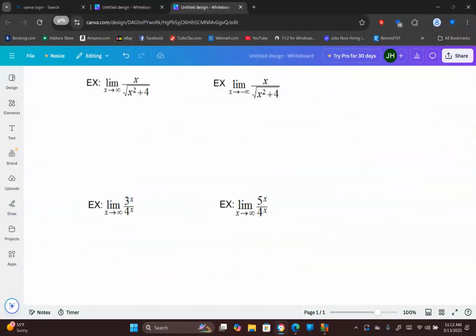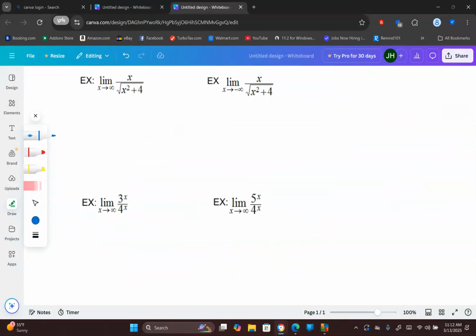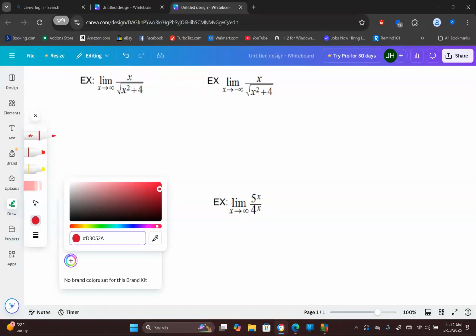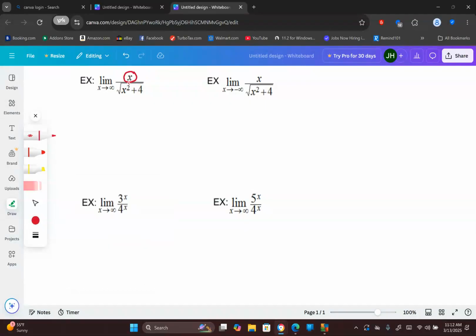Now, let's take a look at a few more examples that are kind of crazy, and I'm going to start with the top two. Okay? How do we do these problems? Well, the shortcut is look at the highest degree exponent on the top and the bottom. So on the top, it's x to the first. On the bottom, it's radical x squared, which is x to the first. It's technically the absolute value of x, but as you go to infinity, it's just x. So the limit here would be 1.